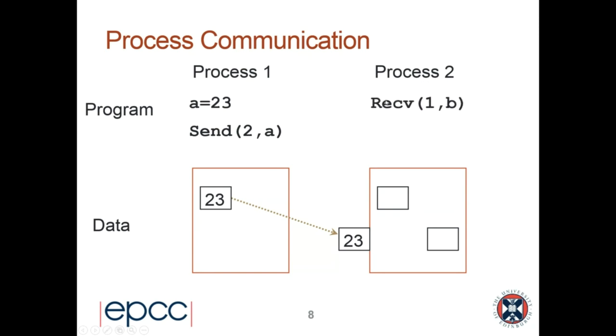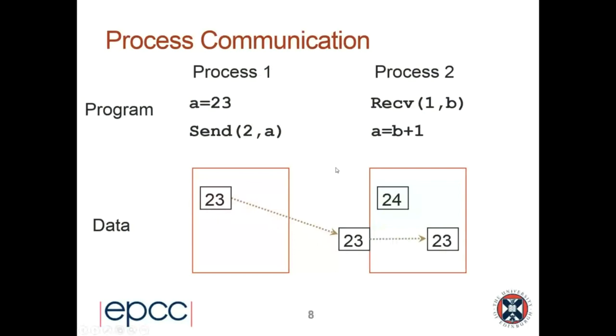It says, I want to receive some data from process one. And it's only at this point that the destination has been decided. Process two is in entire control of its memory. So process two says, I want to receive the data that process one sent into a variable called B. So now B is equal to 23 on process two. And now process two can do something quite innocuous. It can say A equals B plus one. So its value of A is 24.